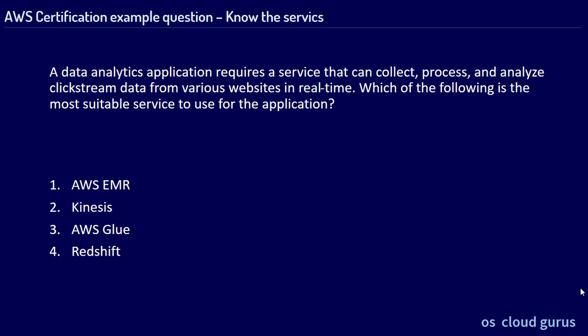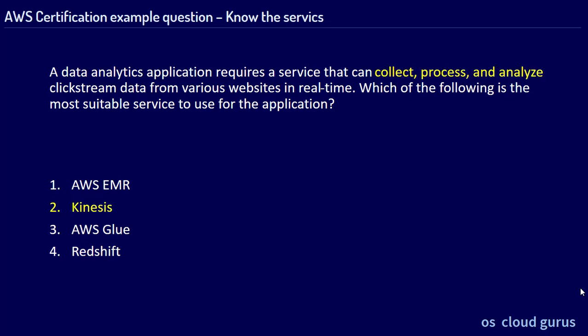A data analytics application requires a service that can collect, process and analyze clickstream data from various websites in real time. Which of the following is the most suitable service to use for the application? And we have 4 possible answers: AWS EMR, Kinesis, AWS Glue or Redshift. So please think for a second and then let's have a look at the answer.